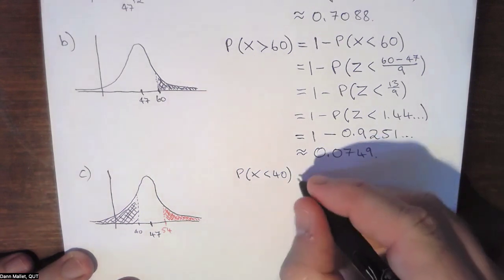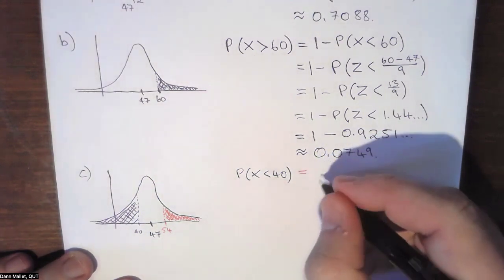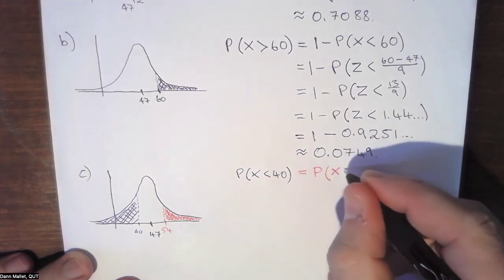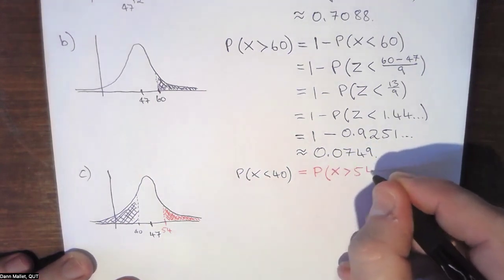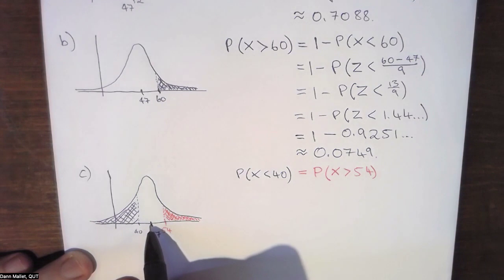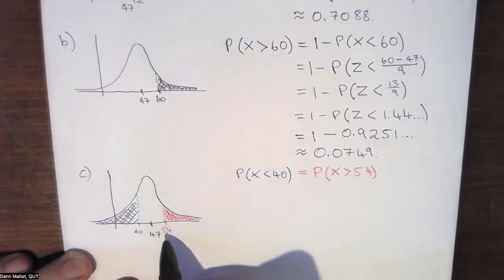So that means that I can say the probability that x is less than 40 is equal to the probability that x is greater than 54. Now just remember the reason why I've used the value of 54 is because I'm looking for symmetry. 7 below the mean, 7 above the mean. So 47 plus 7 is 54.